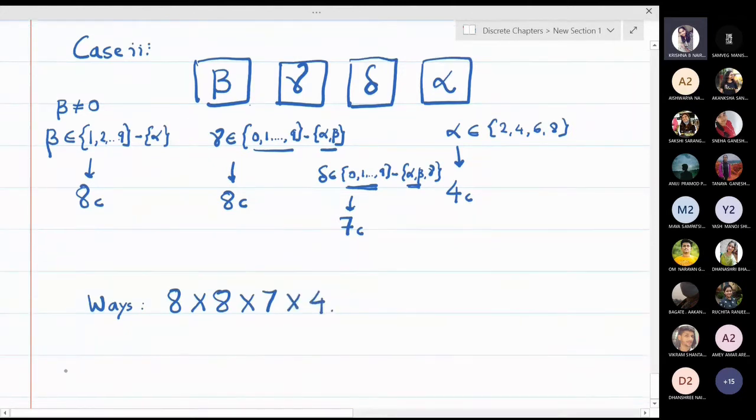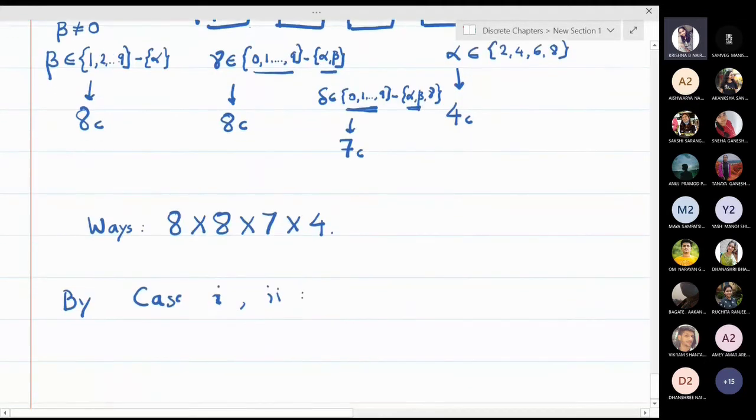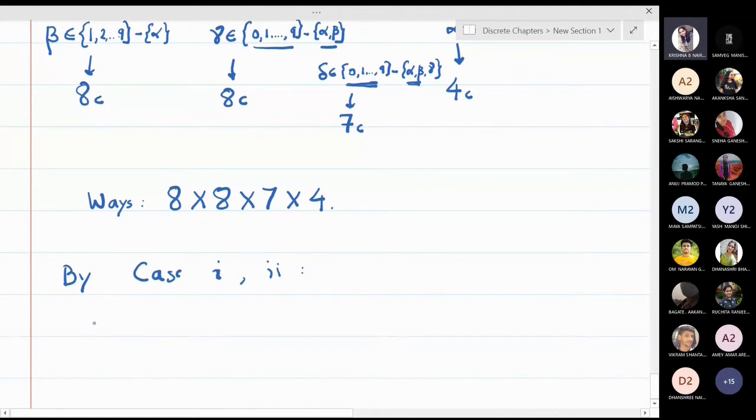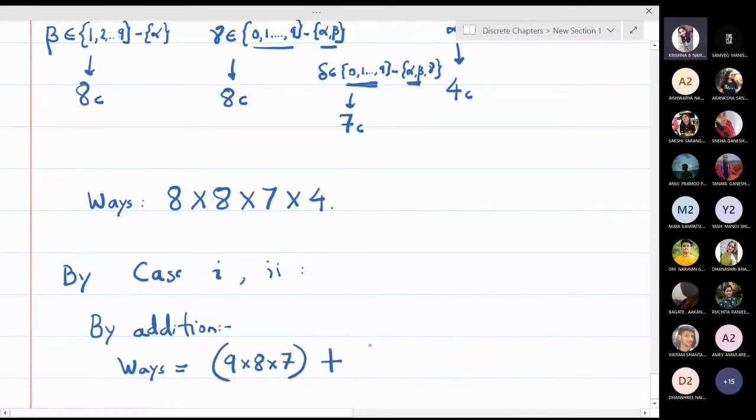Therefore, by case 1 and case 2, you can either choose a number which has a 0 at the last place, or you can have a number which does not have 0 at the last place. So by the addition principle, we have to add both the answers now. So the total number of ways, even numbers with 4 digits without repetition, will be: the first answer was 9 into 8 into 7, plus the second case answer was 8 into 8 into 7 into 4.